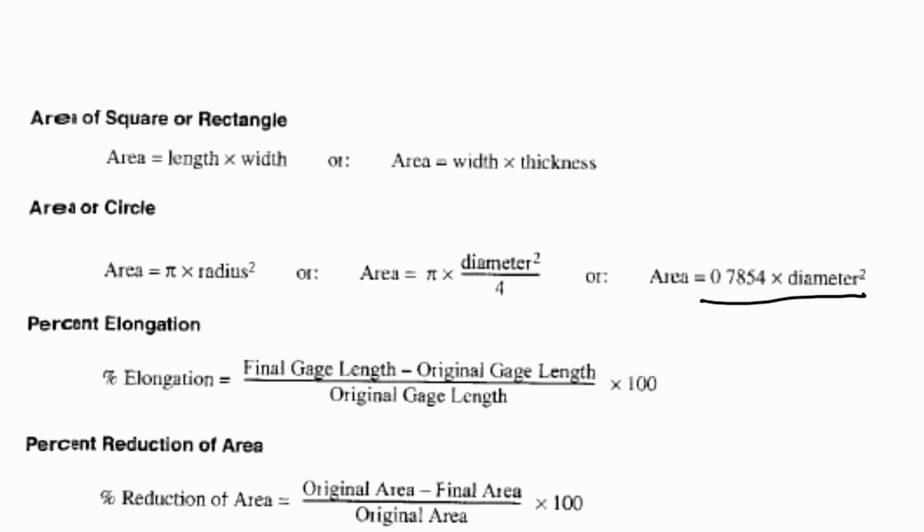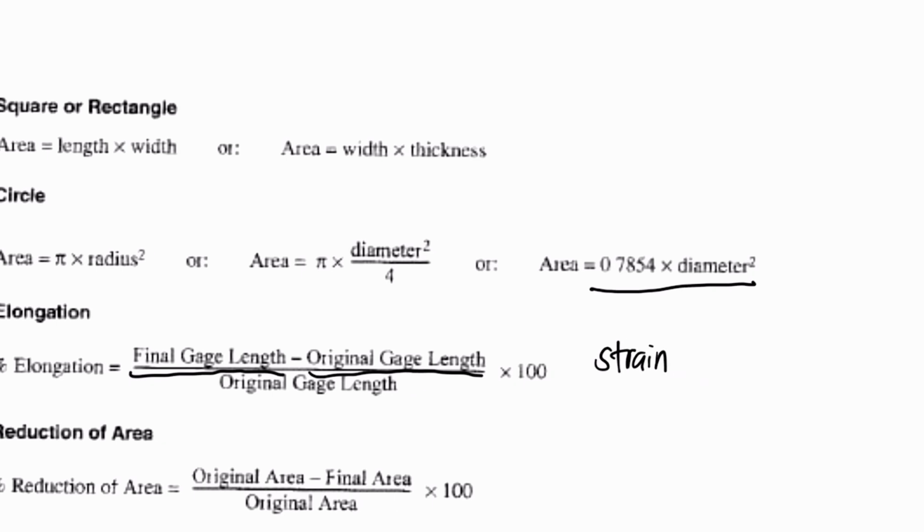Percent elongation is defined as the measure of the difference between the final gauge length and the original gauge length, divided by the original length of the specimen. This is a measure of strain and can determine if the body is ductile or brittle.